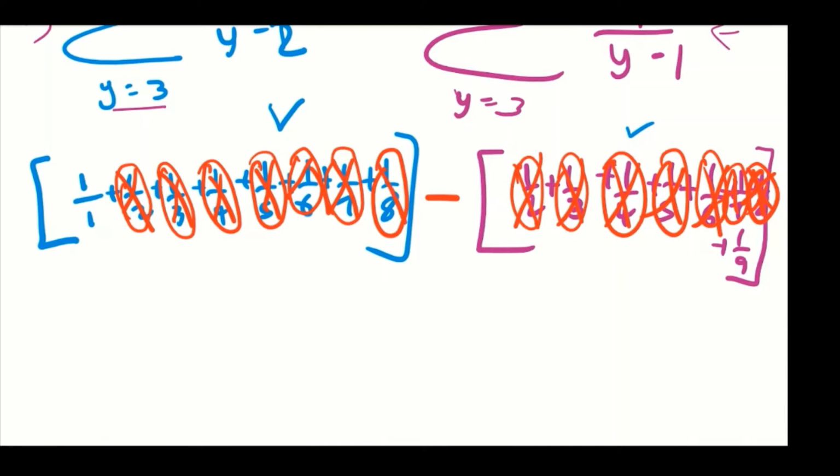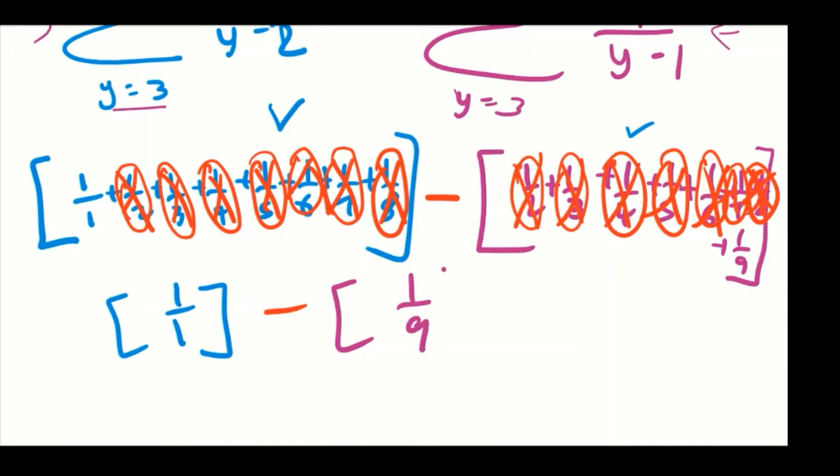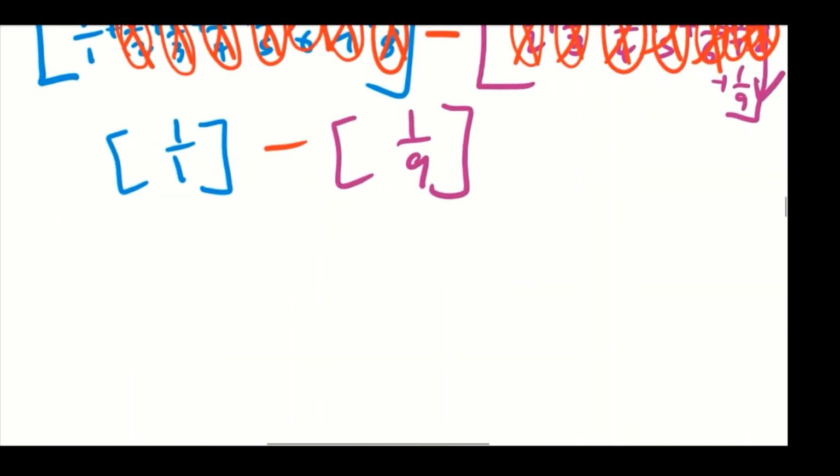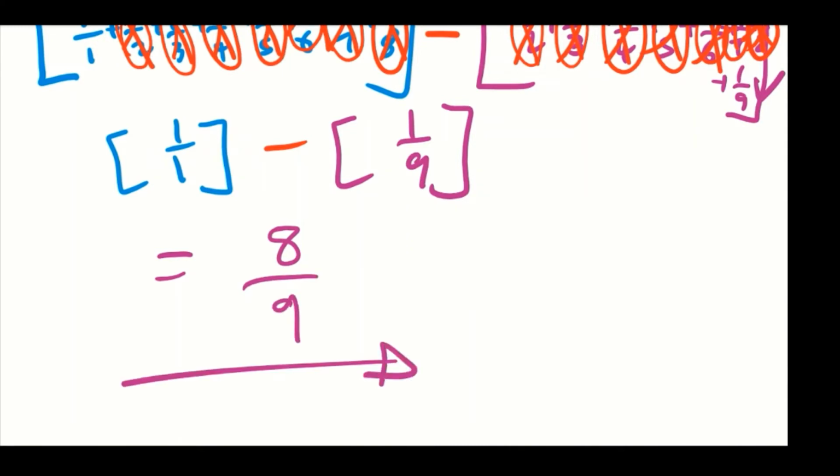So what remains? What remains is this 1 over 1, right? Subtracted by 1 over 9, right? This 1 over 9 here. So we're just going to separate these two here to find a final answer of these problems. So it's just going to be 1 over 1 minus 1 over 9, which should give you an answer of 8 over 9. So this is the solution for this problem here.